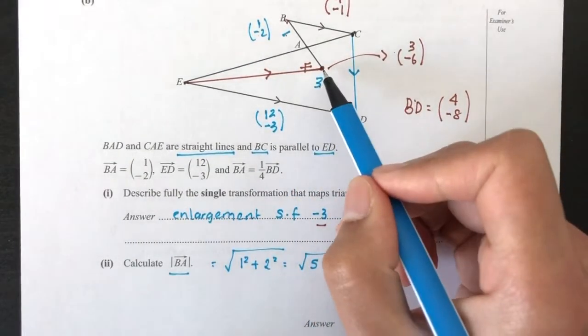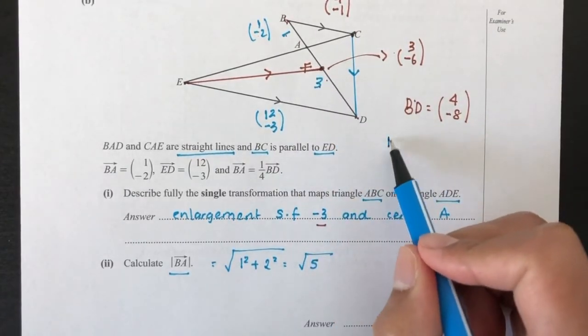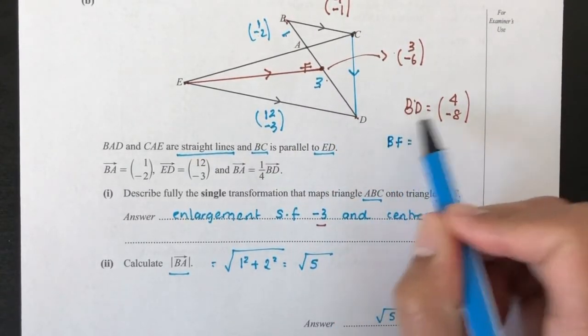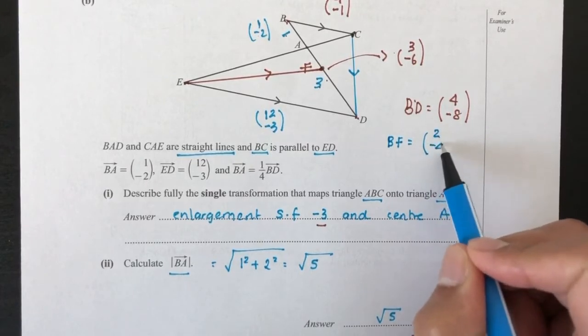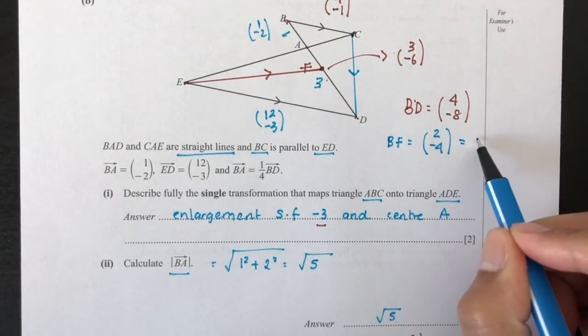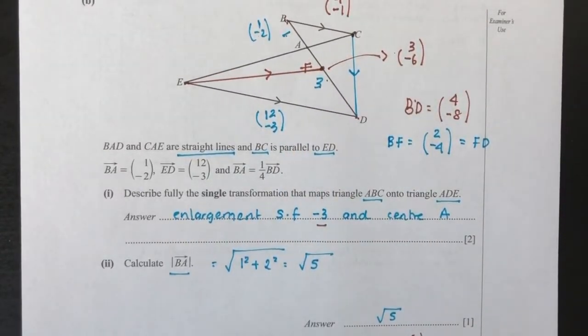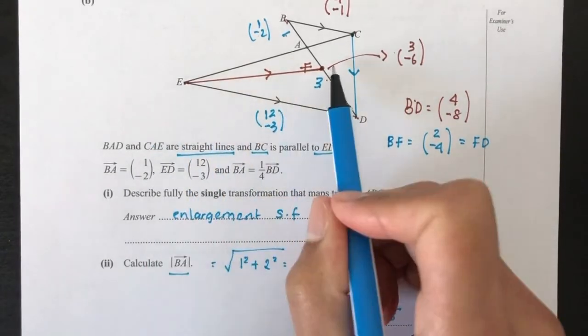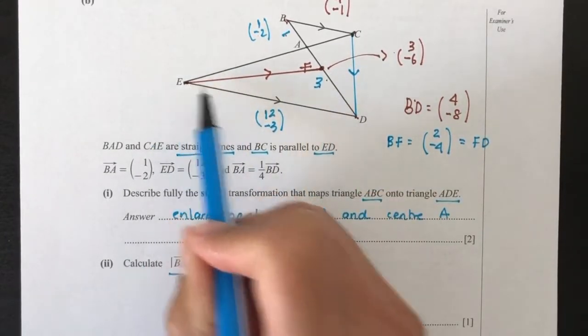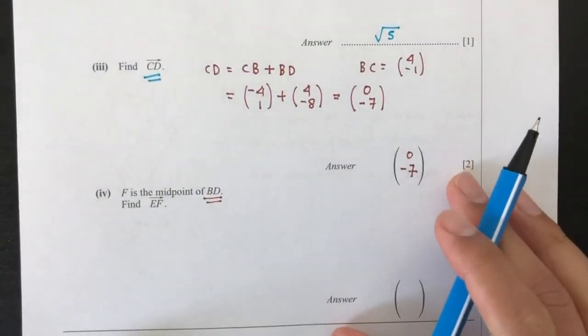So first we know that F is the midpoint of BD, which means BF will be half of BD. That will be 2 and minus 4. That will be BD, which is the same as FD, because this will be half and this will be half. Now next thing, if you want to find EF, we have to move from E to D and D to F. So let's write this down.